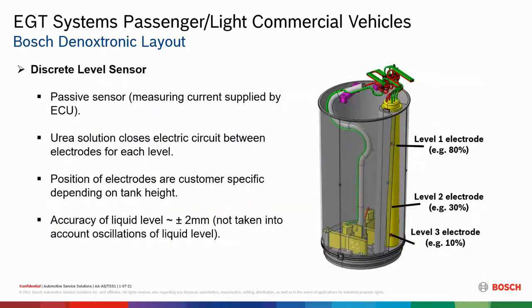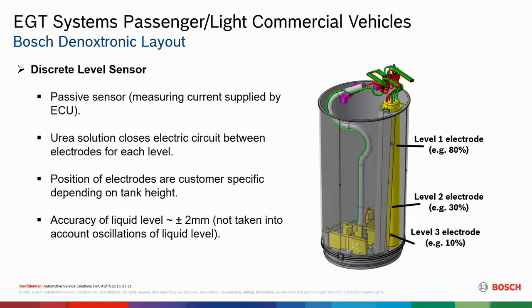All right. So now let's talk about level sensors. The beginning level sensors we had, we'll call a discrete sensor. They were a passive sensor. It required measuring current supplied by the ECU. Urea solution closed an electrical circuit between the electrodes for each level. Each of these levels is customer specific. So we got 80, 30, and 10% here.